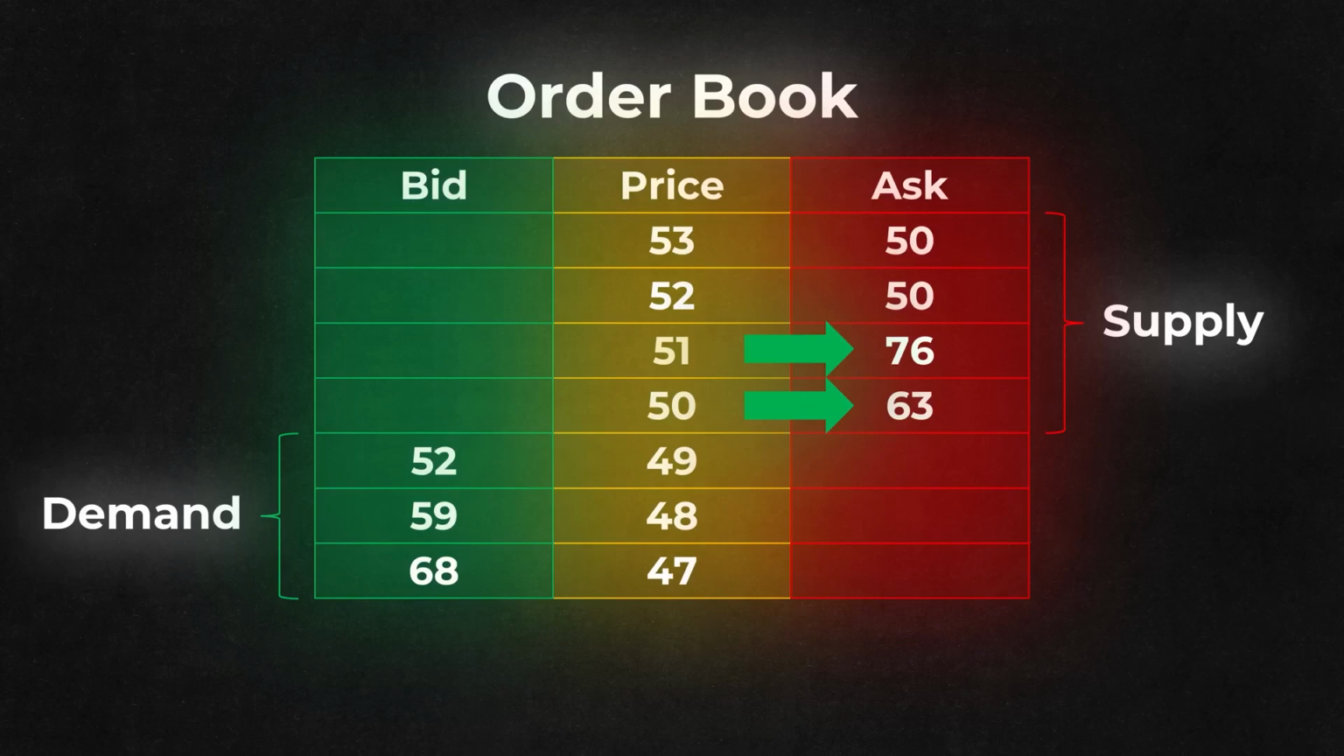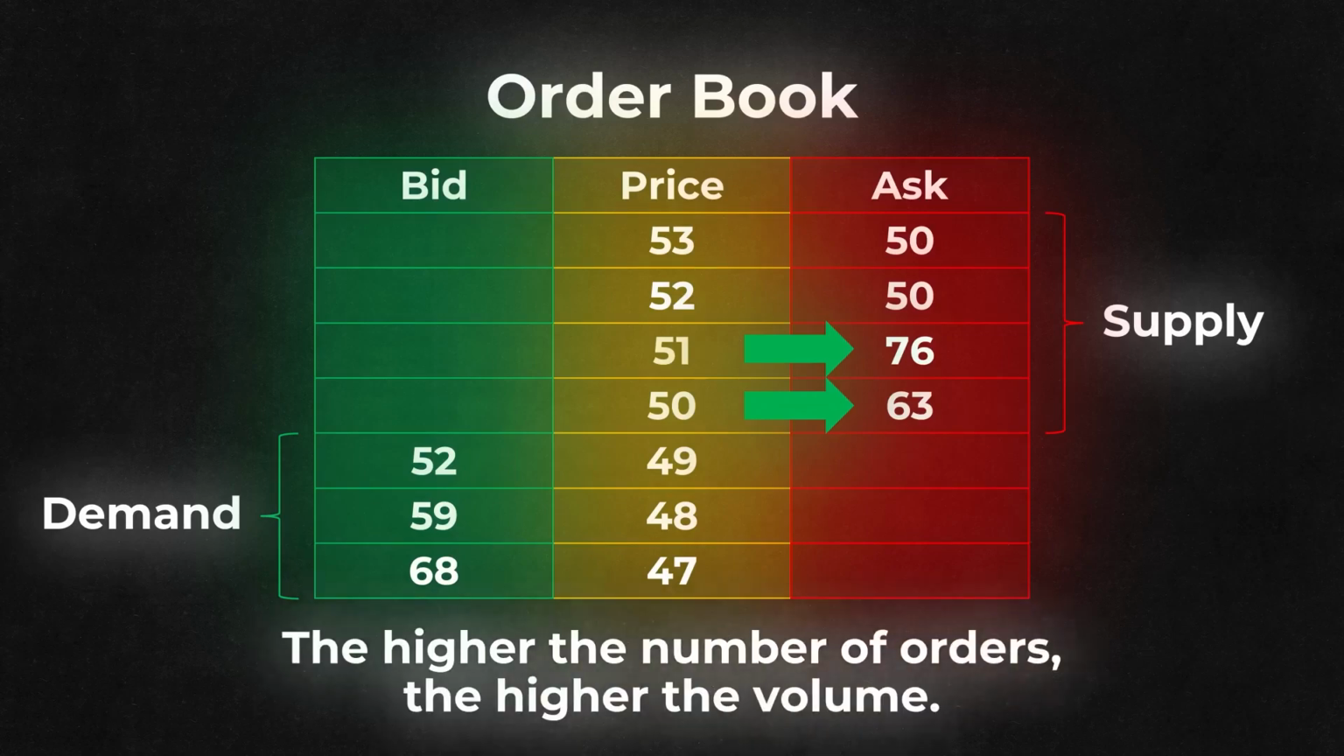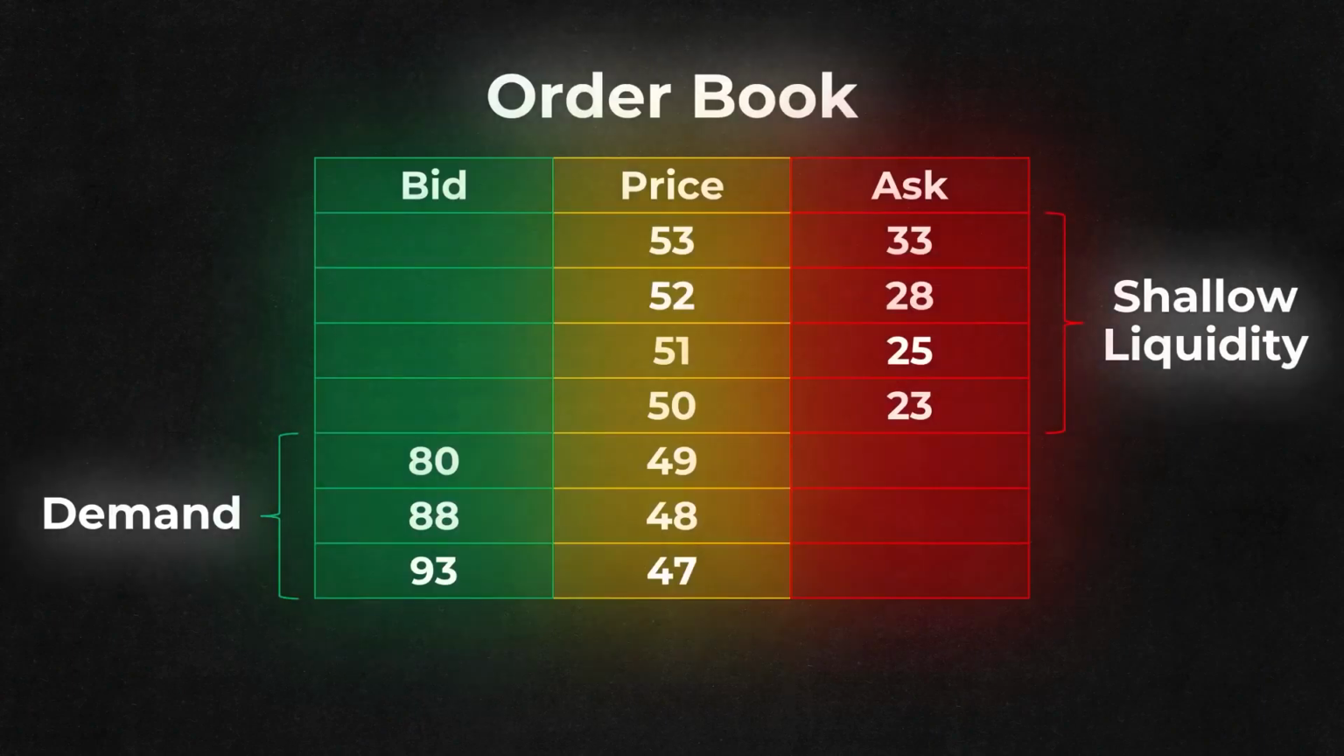For price to go down, sellers must attack demand on the way down. The important point here is that the higher the number of orders, the higher the volume. Here's one important detail. Notice that when liquidity is shallow, meaning a small number of orders at each price level, it's easy to attack this liquidity. For example, if there is shallow liquidity across the ask column, it's easy for buyers to attack the supply.